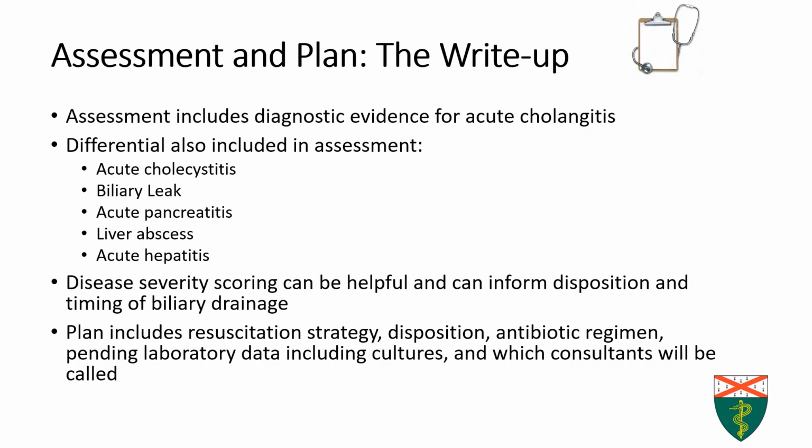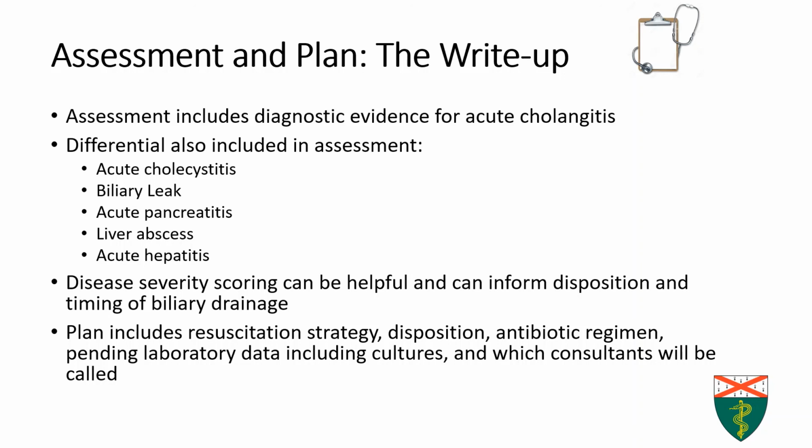The write-up for acute cholangitis should include an assessment of the patient and a management plan. The assessment should include the diagnostic evidence that has been obtained which favors your diagnosis of acute cholangitis. This includes evidence for systemic inflammation, evidence for cholestasis, and imaging findings which support the diagnosis. As with any assessment, a differential diagnosis should be considered.